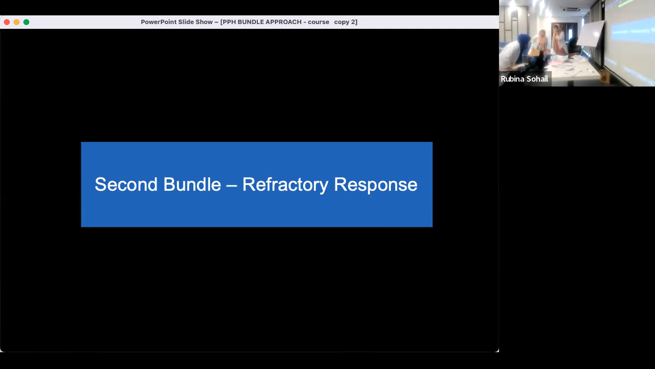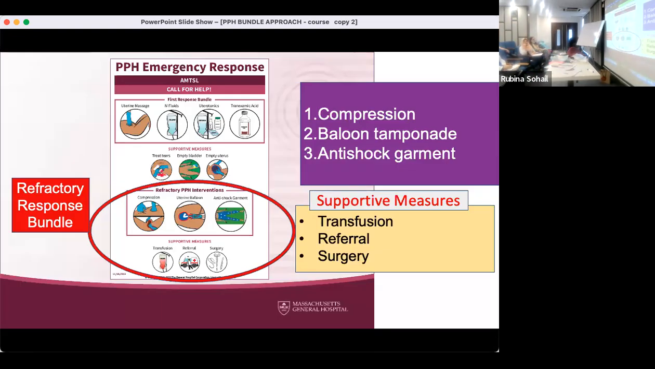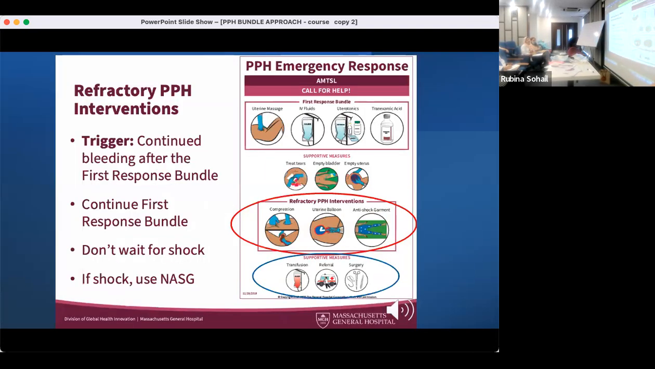Okay, then the secondary, the second bundle approach, is the refractory bundle approach. And the secondary bundle approach consists of 3 things as I already told you. We talked about compression techniques, under which we talked about aortic compression and bimanual compression. We talked about the use of balloon tamponade, which we are going to demonstrate. And the third is the use of the anti-shock garment. So this is our secondary bundle approach.